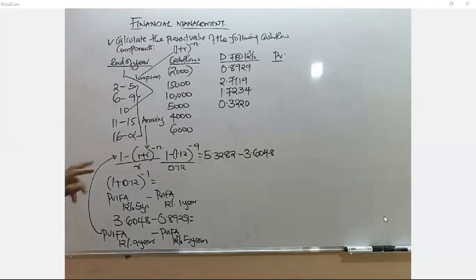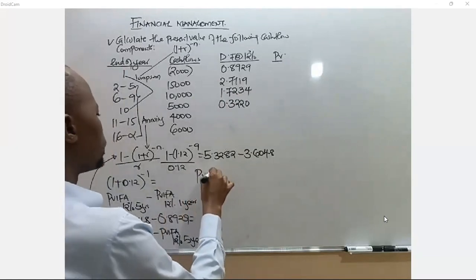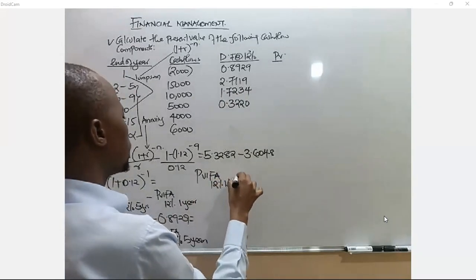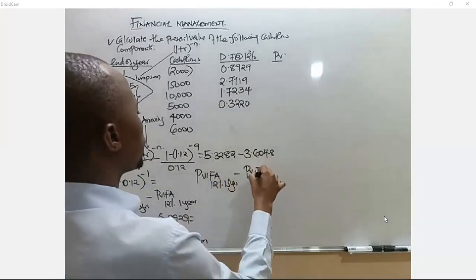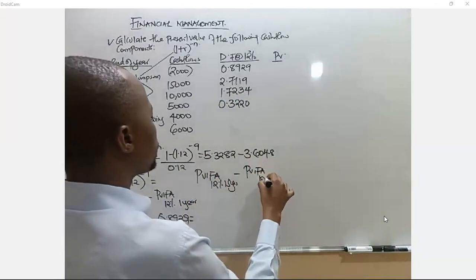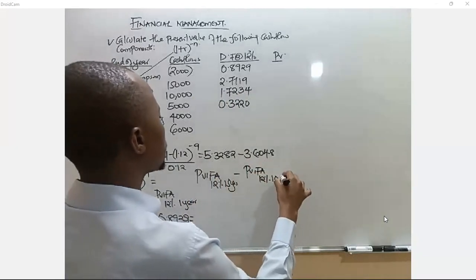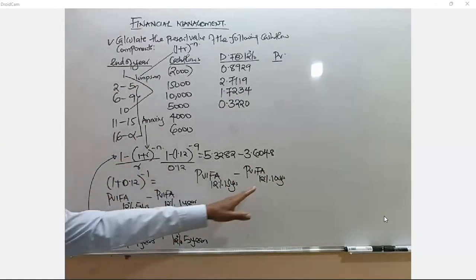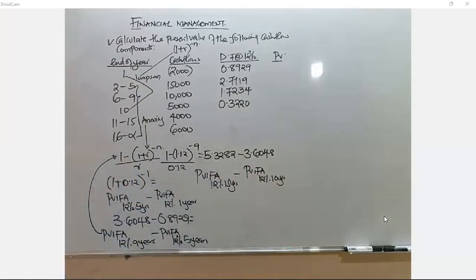Then we have years 11 to 15. To get this one, I take the present value interest factor annuity, 12%, 15 years, minus the present value interest factor annuity, 12%, 10 years. You don't have the annuity for 10 years, but allow me to use the table to capture this.